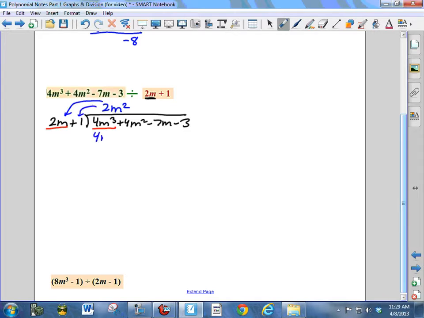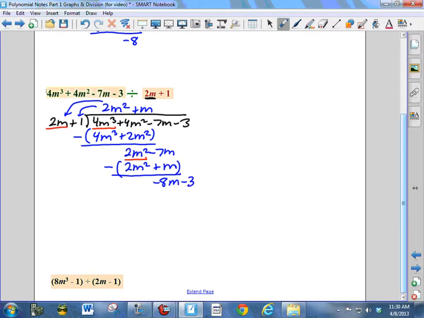So that gives me 4m cubed plus 2m squared. I subtract both of these. The 4m cubes become 0 when I subtract them. Then 4m squared minus 2m squared would give me 2m squared. And I bring down the next term, minus 7m. What do I have to multiply 2m by to get 2m squared? Just multiply it by m. So plus m. Multiply m times the entire quantity and I get 2m squared plus m, because m times 1 is m. Subtract, and I get negative 7m minus m is negative 8m.